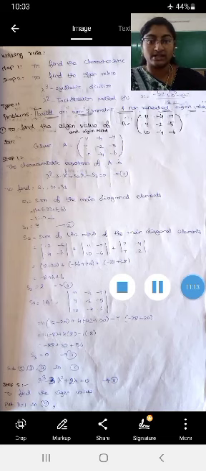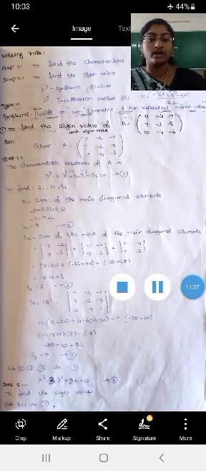Given matrix: step 1, we have to find the characteristic equation. Step 2, we have to find the eigenvalues. Step 3, we have to find the eigenvectors. Now let's solve step 1. Characteristic equation of A: this is a 3 by 3 matrix, so the formula is lambda cube minus s1 lambda square plus s2 lambda minus s3 equal to 0. Mark this as the first equation.